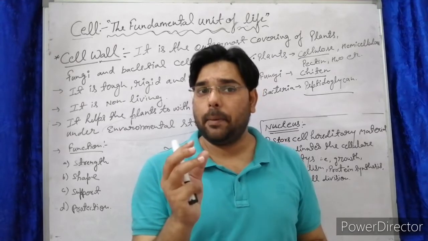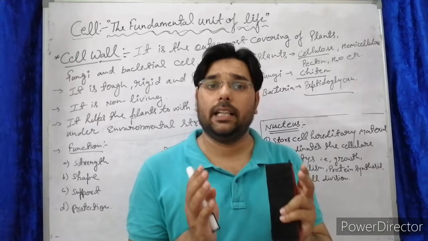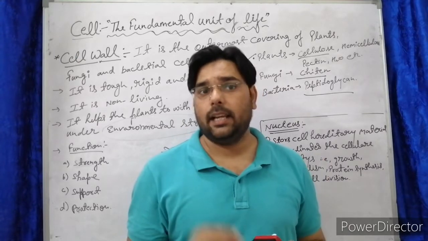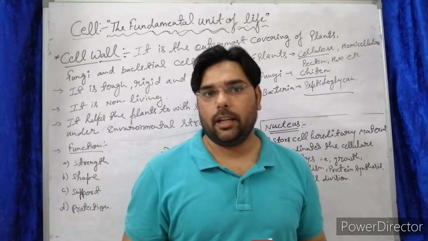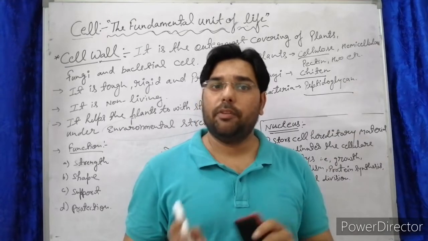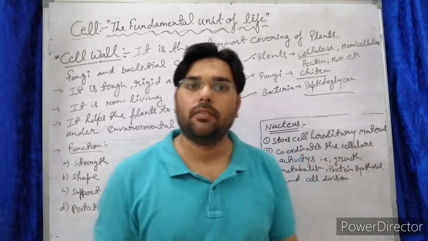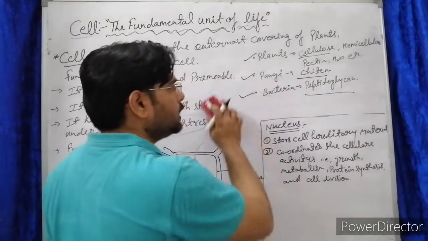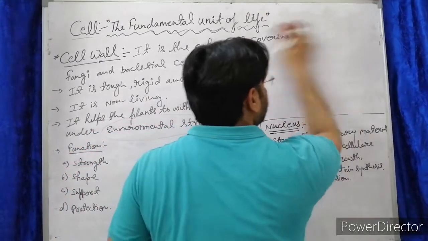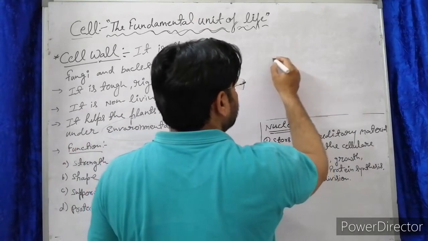It is a double membrane bounded cell organelle present in a eukaryotic cell at nearly the center of the cell. Okay, now what is the function of the nucleus? Before going to the function of the nucleus, we should discuss the shape of the cell and what are the components present in the nucleus. Okay, suppose this is a cell.